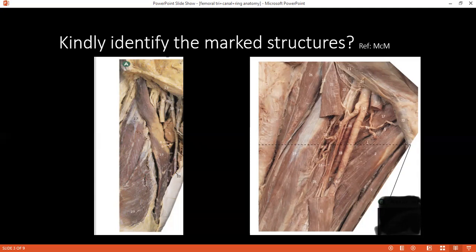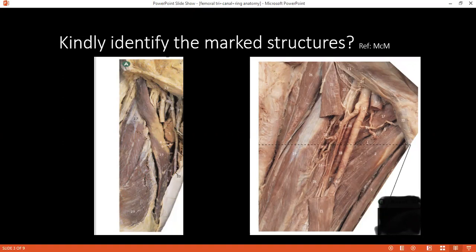So basically, I am looking at the right thigh, anterior aspect. Second is adductor longus, first is sartorius, and the base will be iliacus.